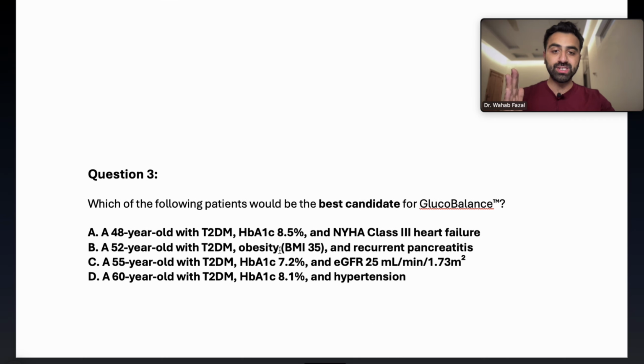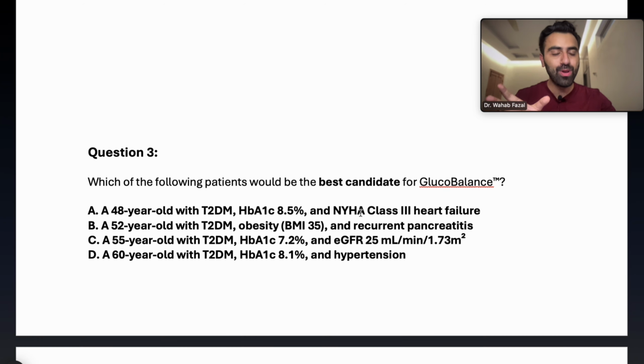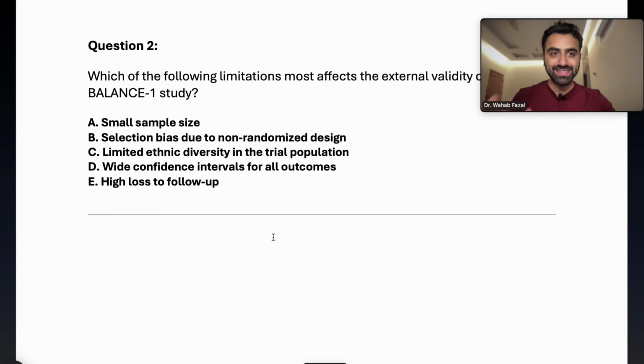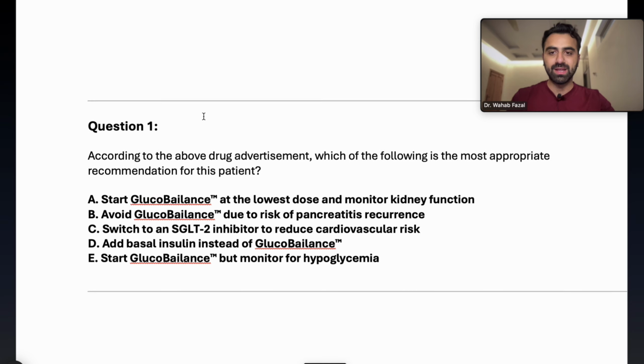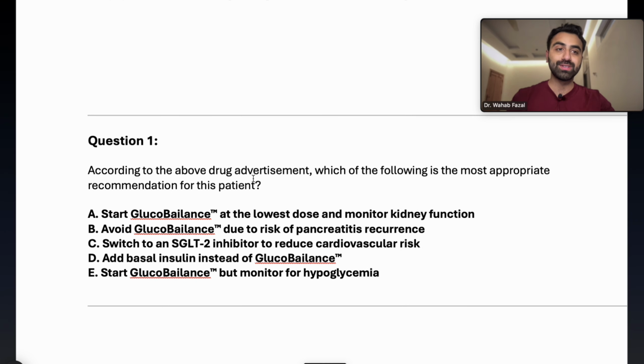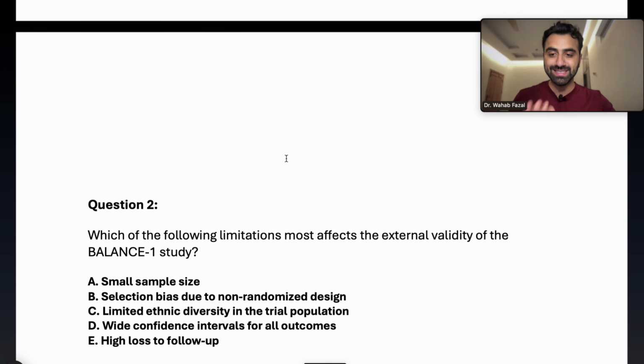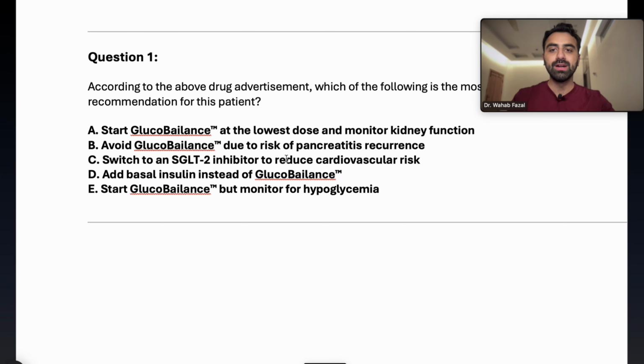Which one of the following patients would be the best candidates for a glucobalance trademark? So this is the bad question, right? This is the one that you really need to understand and read the whole drug ad for you to be able to solve this particular question. Therefore, let's just go back and solve the first question that we have. According to the drug advertisement, which is the most appropriate recommendation for this patient? Remember, you're going to do this really fast. Go through the questions, quickly read through the questions, see the options, and then go back to the drug ad.